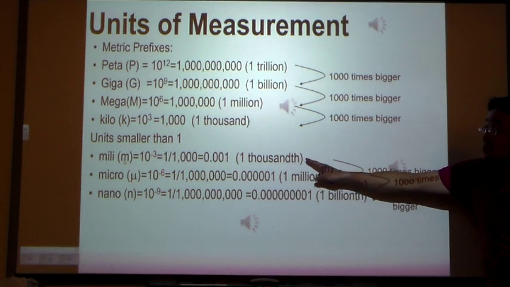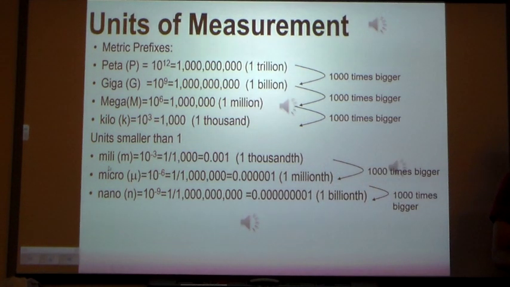Let's start with the smaller units, and then we'll go back to the bigger units. The smaller units that we will use in microbiology, when we talk about, say, the length of a cell and distances, will be milli, micro, and nano. Milli is 10^-3, or 1/1,000, like 0.001. Micro is 10^-6, 1 millionth, 6 decimal places, 0.000001. And then a nano is quite a bit smaller, 10^-9, that's 1 billionth, or 0.000000001.